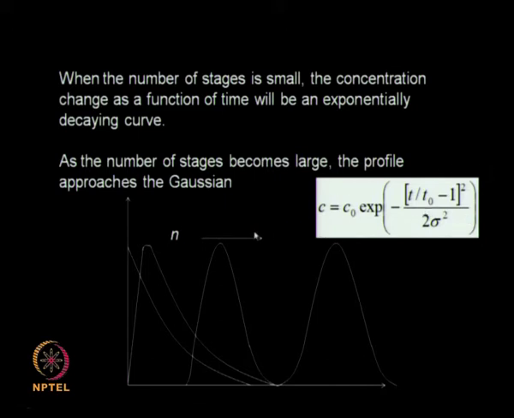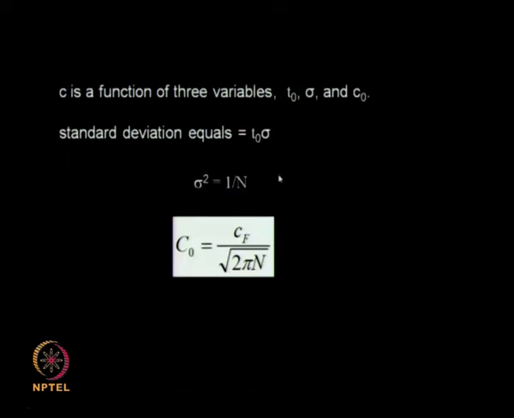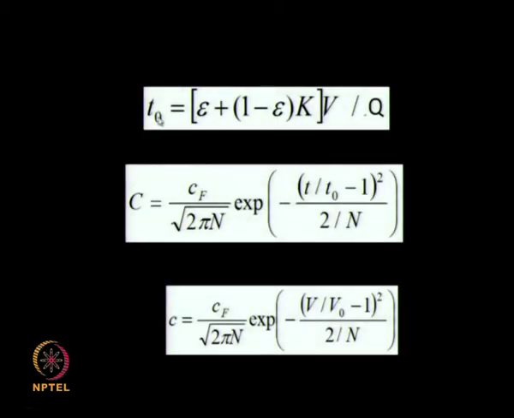Now we can bring in the analysis we did for the discrete stage model, where we assumed the chromatographic column is divided into n stages and each stage is a well mixed system. By doing that we can end up with some very interesting equations. Sigma square will be equal to 1 by n, where n is the number of theoretical stages or theoretical plates, C naught is equal to Cf divided by square root of 2 pi n, and t naught is also related to epsilon and k in this fashion.